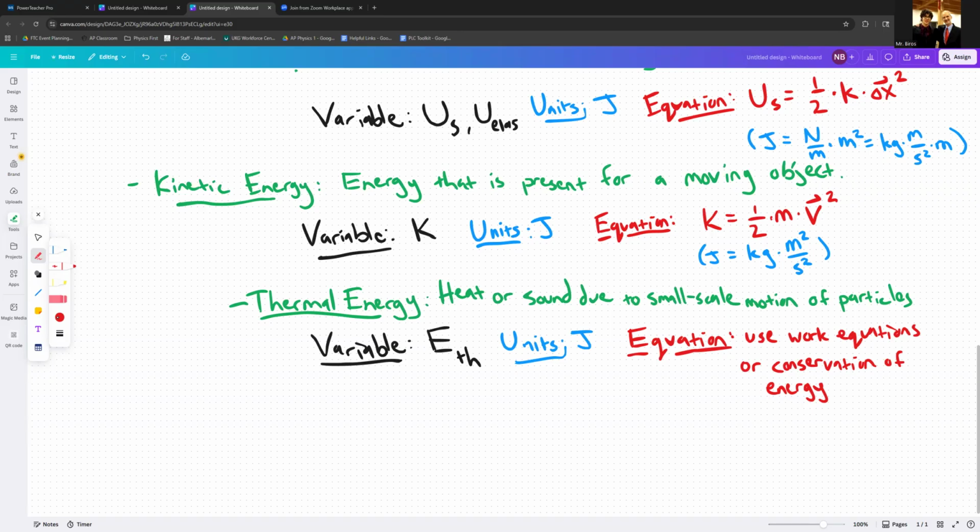So yeah, types of energy are going to be important. We're going to look at potential energy, both gravitational and spring, within our systems or situations we encounter. Kinetic energy is going to be important for anything that moves, moving objects, and thermal energy will show up with heat and sound.